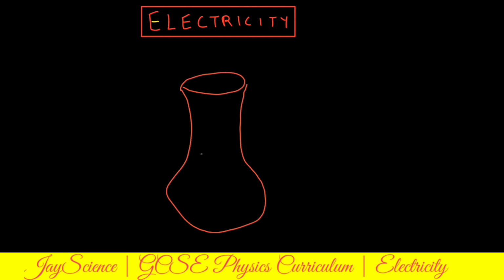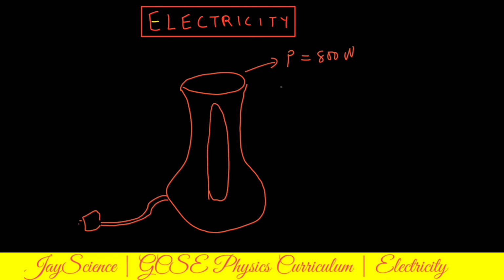Now, let's say you have a question that says we've got an electric kettle with a power rating of 800 watts, and the voltage is 230 volts. Remember, the voltage is also the same as the potential difference. The question says you should calculate the current. So go ahead and pause this video and calculate the value of the current.